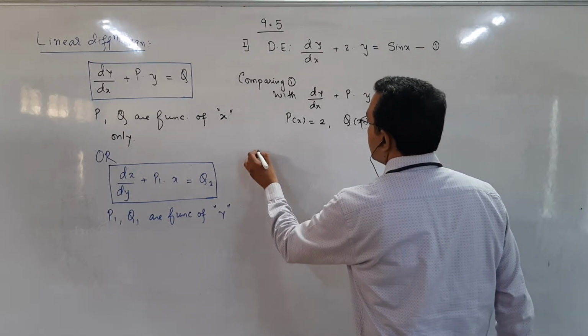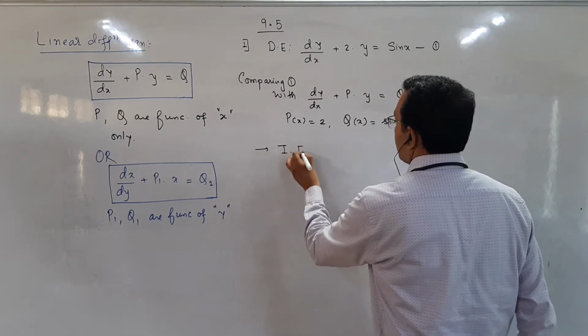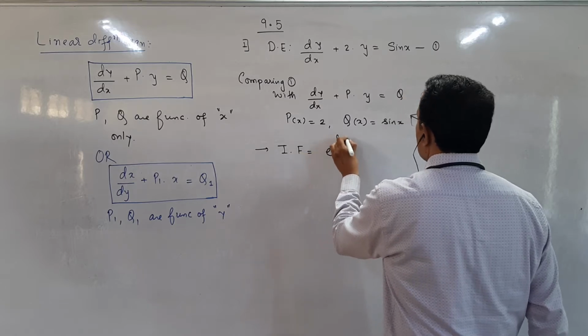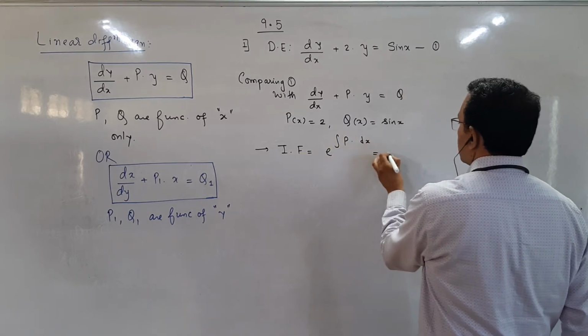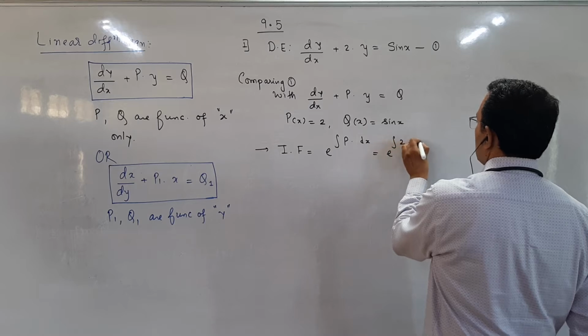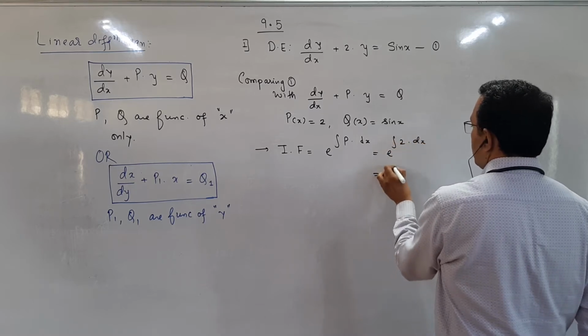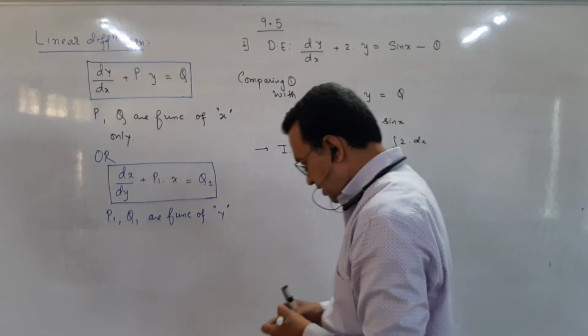Second step, find integrating factor, which has a formula e raised to integration of p dx, e raised to integration of 2 dx. So this will be e raised to twice x.